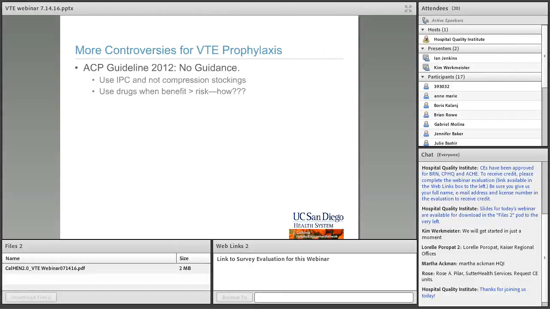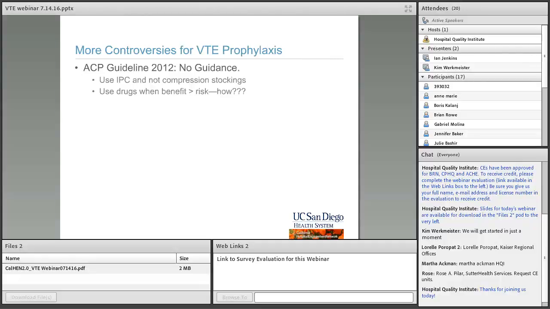So there's even more controversies out there related to challenging guidelines. The first of these is the ACP guideline, American College of Physicians, and they published their first guideline in 2012. And sad to say, this guideline doesn't provide much guidance. It does say that you should use a mechanical device for patients who can't receive a drug. That would be intermittent pneumatic compression, or IPC, rather than a compression stocking. But that's the only really concrete thing they said.